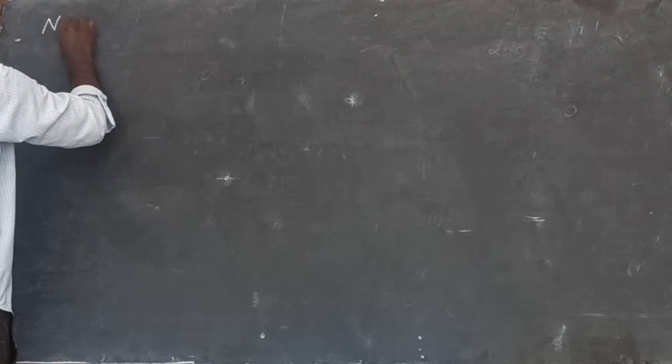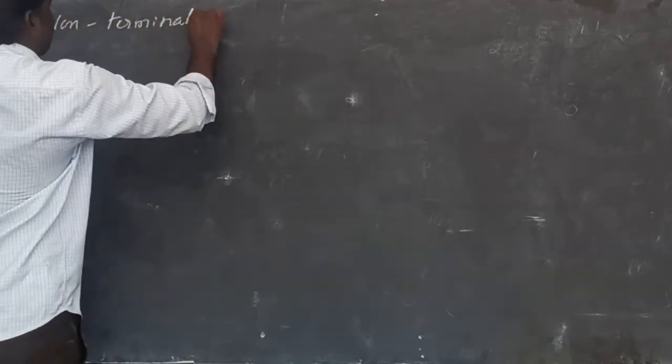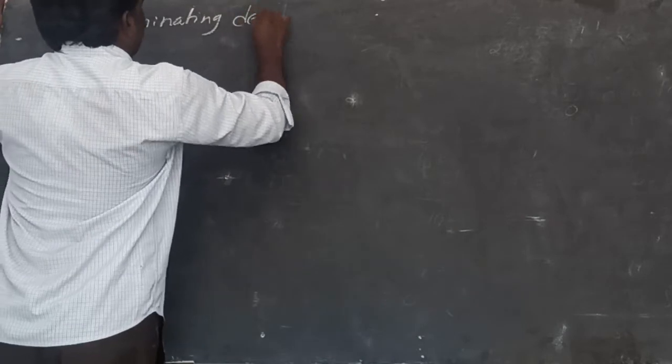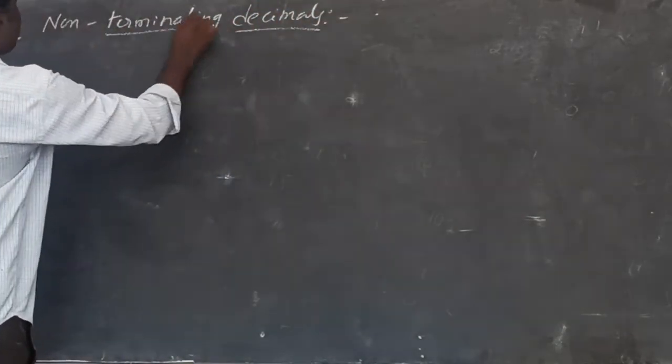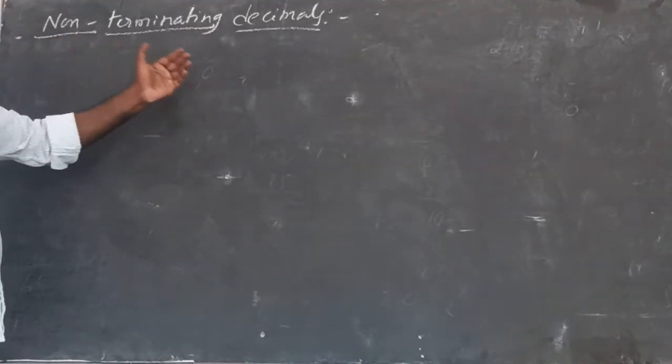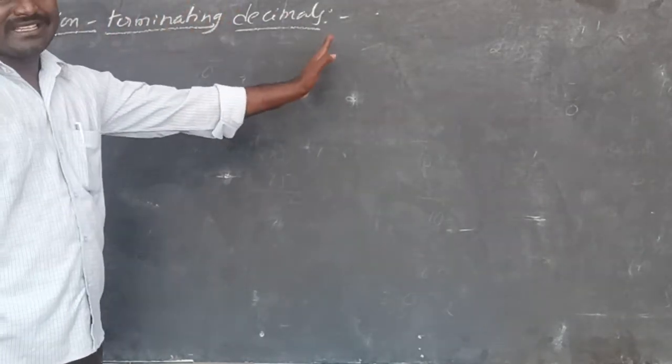Next, the types of decimals. There are 2 types. The first one is terminating decimals. The second one is non-terminating decimals. The decimals which are uncountable, that means you cannot count, are called non-terminating decimals.